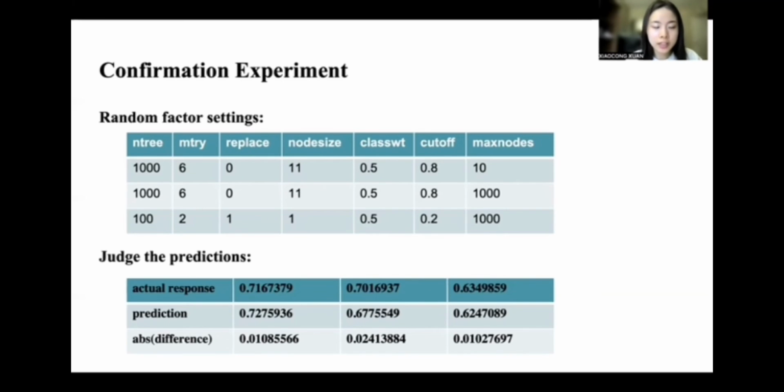We conduct 3 additional rounds to validate our previous conclusion by randomly choosing the factor settings from the rest of the not used rounds in the fractional factorial model. The random factor settings are shown in the first table. Then we use our model to predict the cross-validation accuracy and compare our prediction with the actual response. The absolute difference between them are all smaller than 0.5, so we can conclude that the predictions are good.